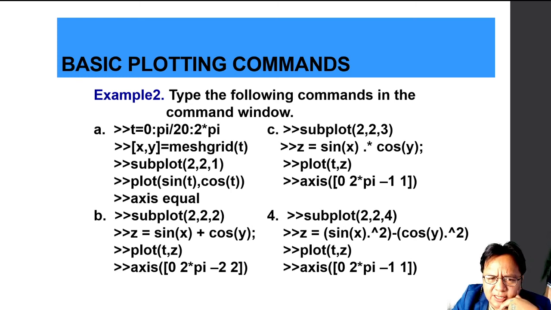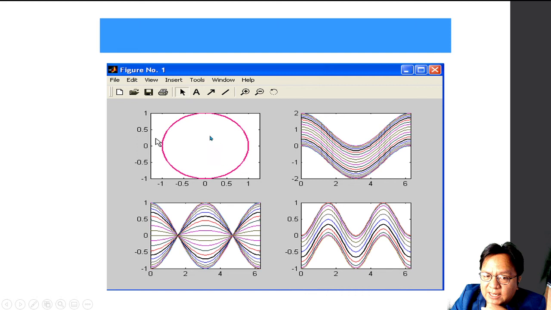Axis equal. So this is a circle. This is the one that we have plotted earlier. While for this one, it is sine x plus cosine y. So this is a 3D plot. So try to pause the video and graph the following or encode the following commands in MATLAB. And this is what it would look like. So the first one is a circle. This is circle if you're going to issue axis equal. And then you have the multiple graphs of sine x plus cosine x and so on.